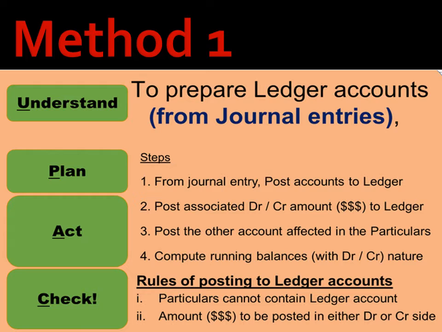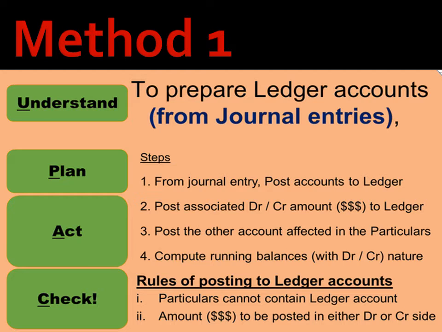We start from the journal entry. The first step is to post that account to the ledger. Step 2 is to post the associated debit or credit amount to the ledger. Step 3 is to post the reason as to why we have debited or credited the ledger account. Step 4, we will then compute running balances in the balance column.